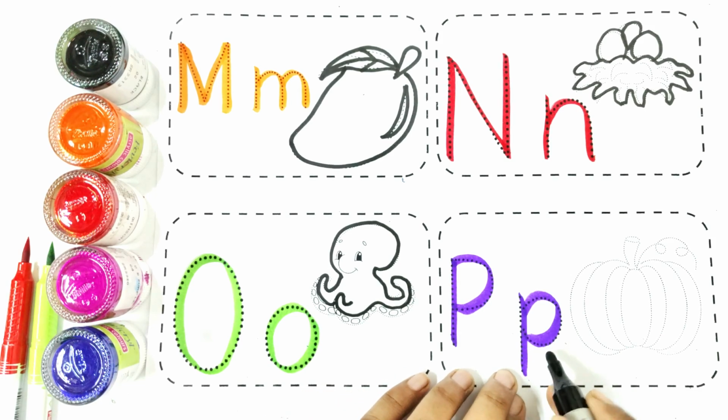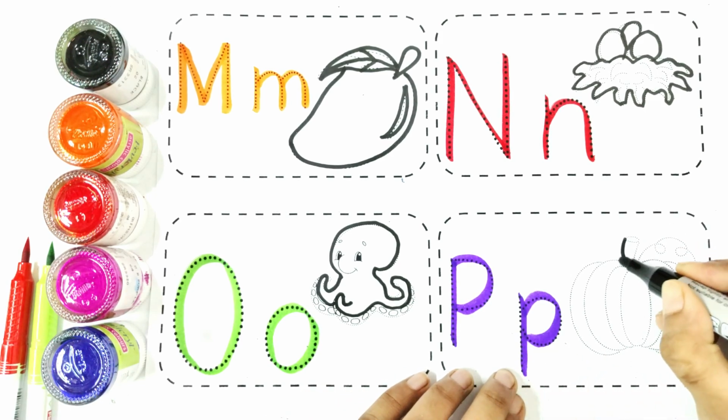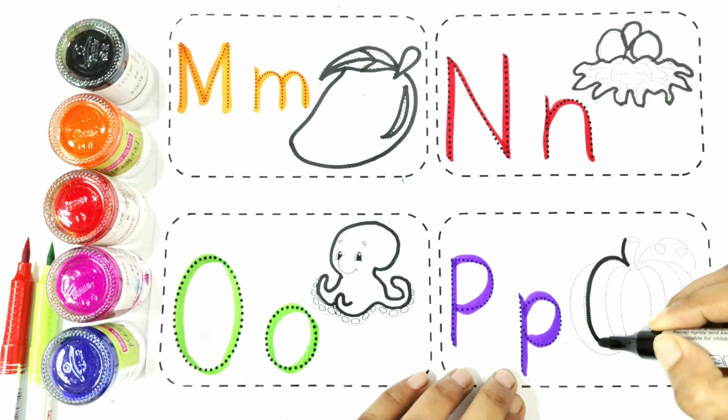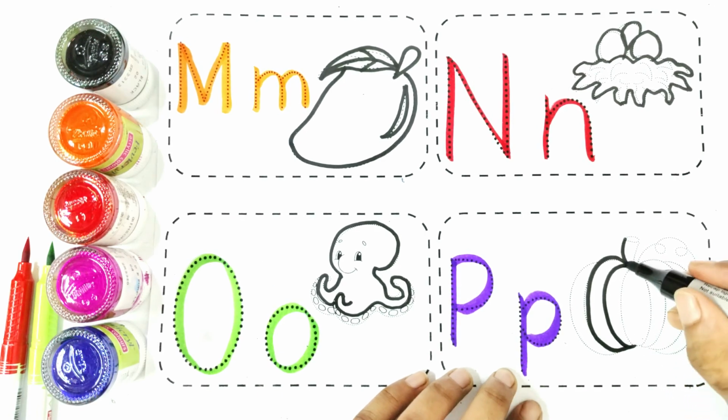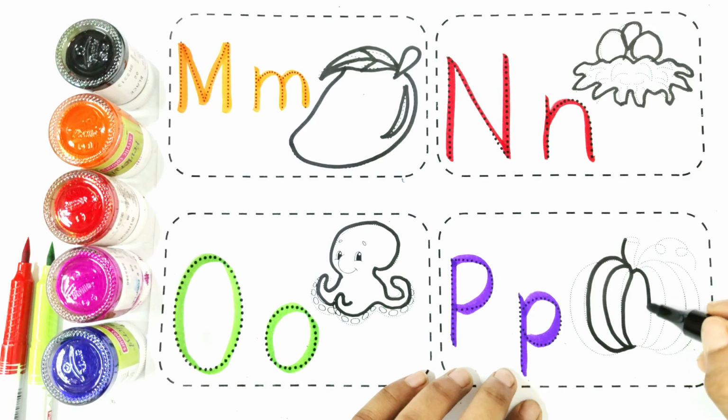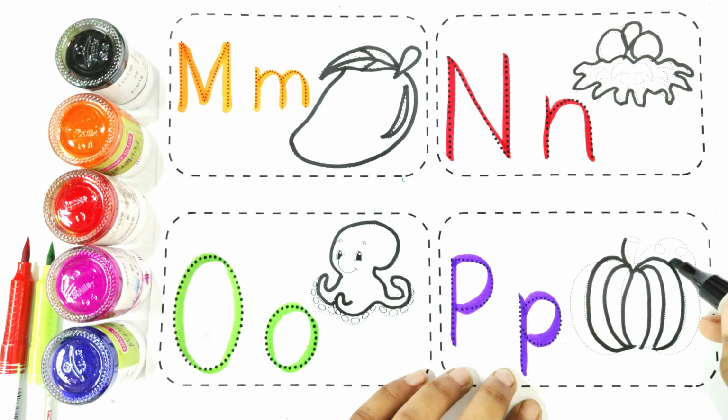P is for pumpkin. Draw with me a pumpkin. Again, say with me, P is for pumpkin.